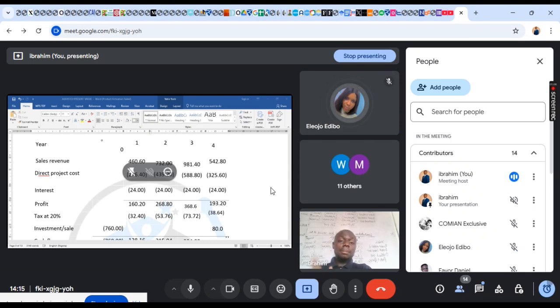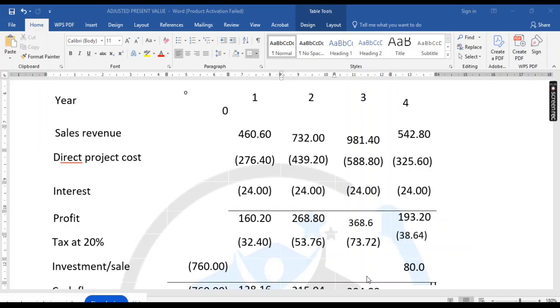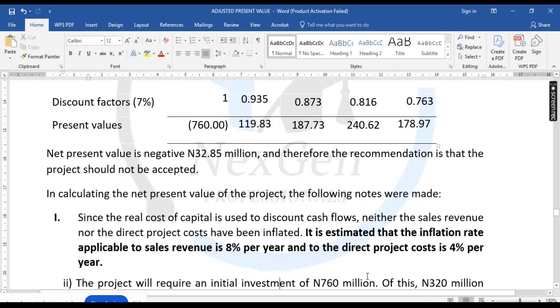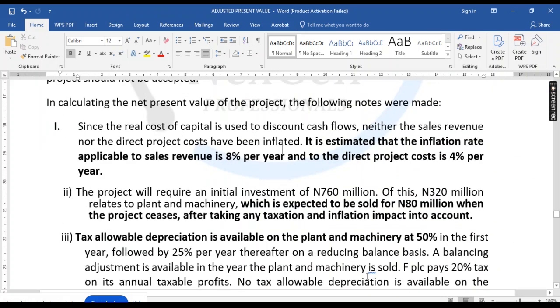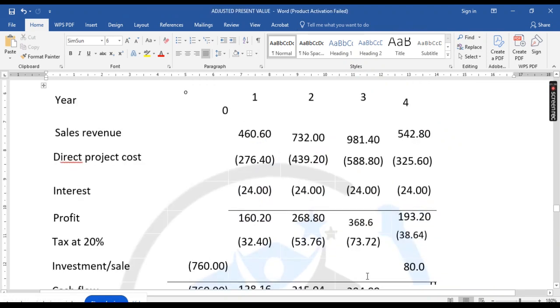Now, they say we should comment based on the original data. Number one adjustment that we made is that the interest was not considered because it is assumed that it has been used to calculate the adjusted cost of capital. That is number one. What again did we not consider? I need to go back to the question. Okay, the working capital. So I say it is assumed that it was what?